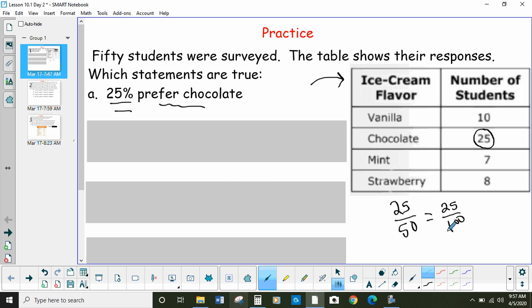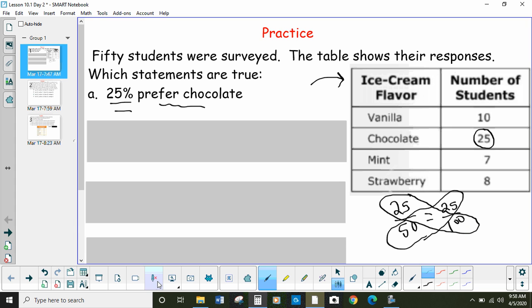That doesn't work. Another way we could have checked this is we could have cross multiplied, and we see that 100 times 25 is 2,500. That will not equal 50 times 25, obviously. That would be half of that.